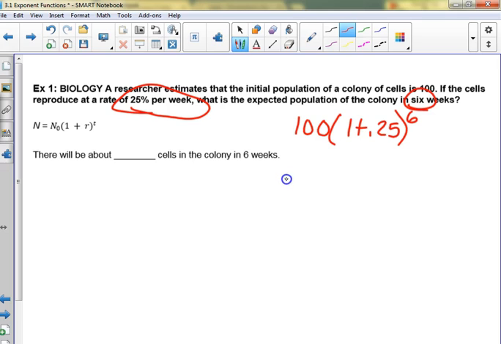Type, type, type. I would ask you to set this up on the quiz Thursday, but not solve it, okay? I don't think anybody wants to spend the day doing this problem without a calculator. 381.47, or about 381 cells. Questions?